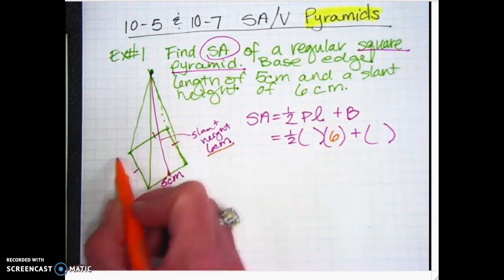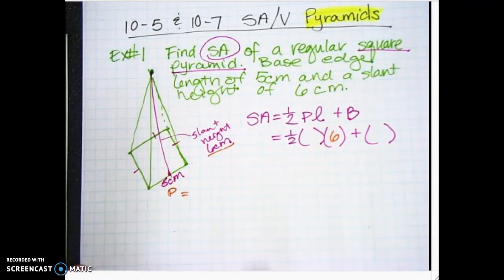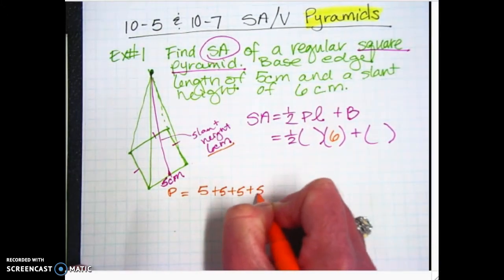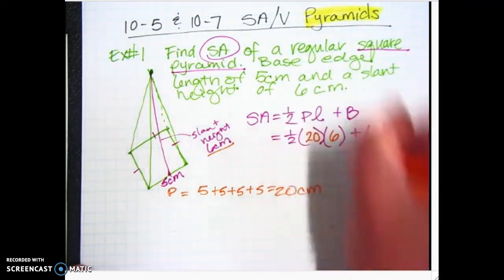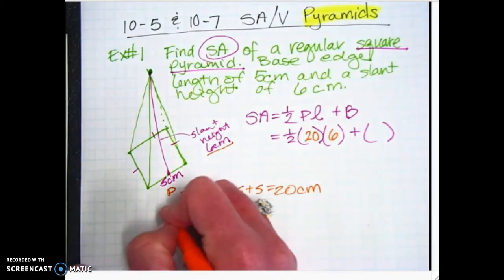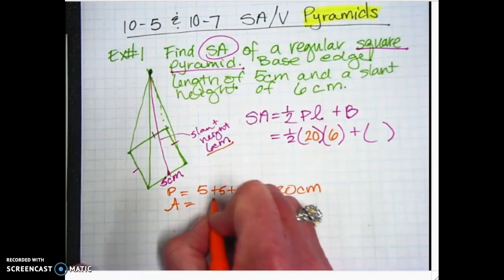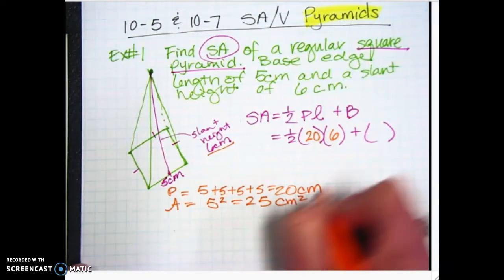All right, so if this is a square and one of the sides is 5, what's the perimeter going to be? 20, right? You just go 5 plus 5 plus 5 plus 5. You should get 20. So that plugs in there. And we need the area. How do you find the area of a square? You square it, right? So you take 5, you square it, so you should get 25 centimeters squared. That plugs in here.